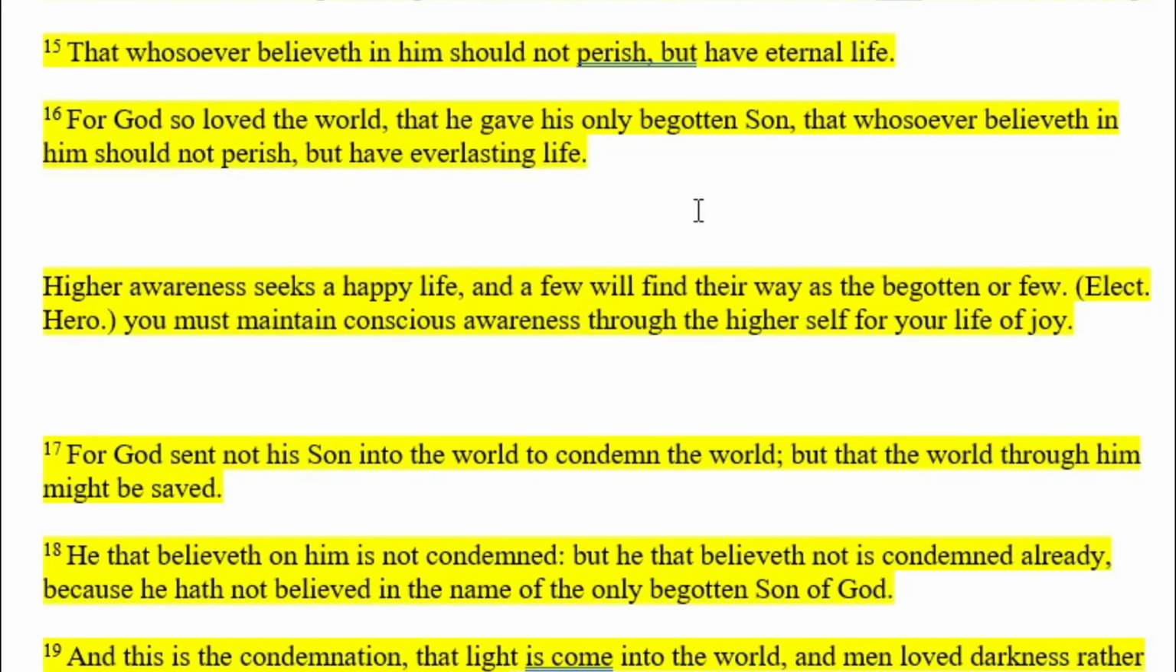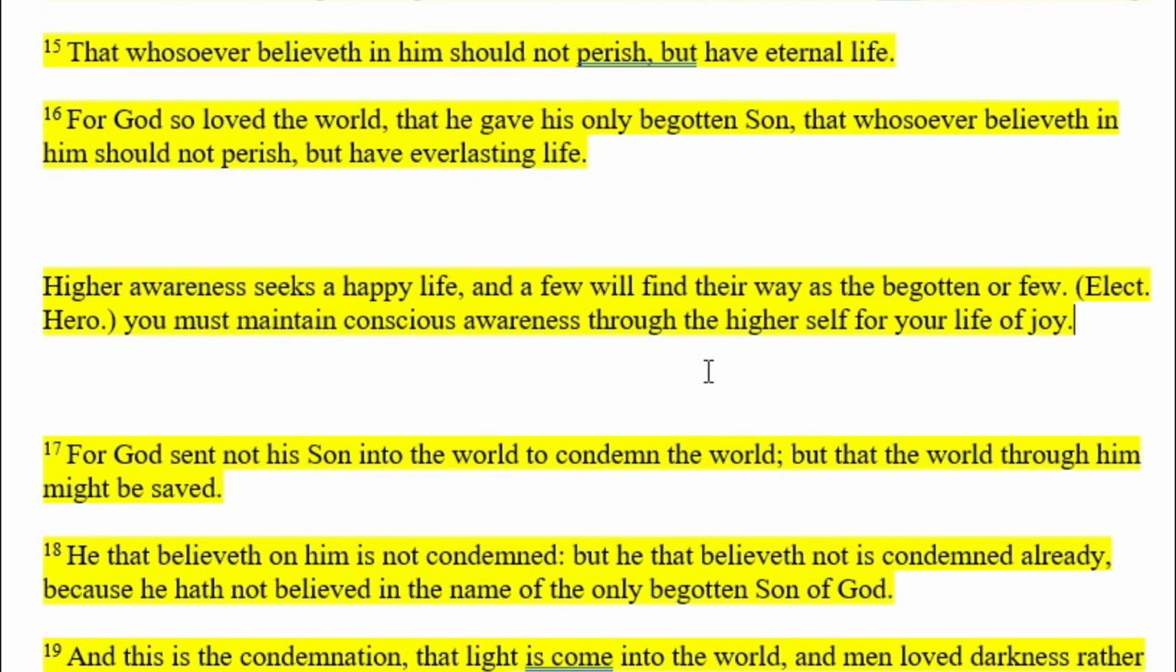Upon editing, I thought it would be good to add this in right at the end. I've just put it in my own verbiage. Here's the original: "For God so loved the world that he gave his only begotten Son, that whosoever believeth in him should not perish, but have everlasting life." I would change that to interactive mentally: higher awareness. Each of us has a higher awareness that seeks a happy life, and a few will find their way, as the begotten or the few, also known as the elect or the hero. You must maintain conscious awareness through the higher self for your life of joy.